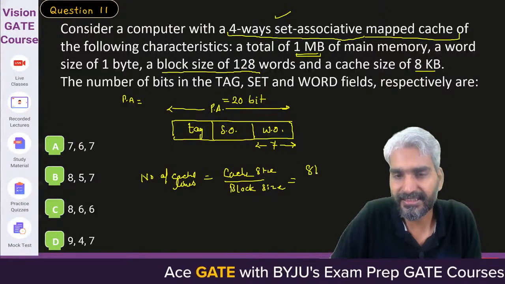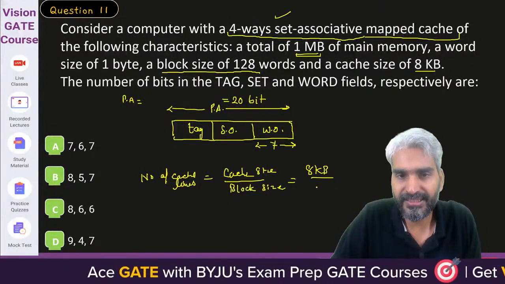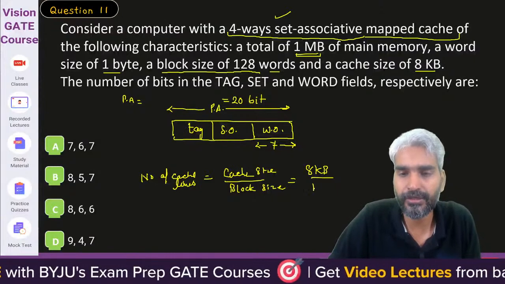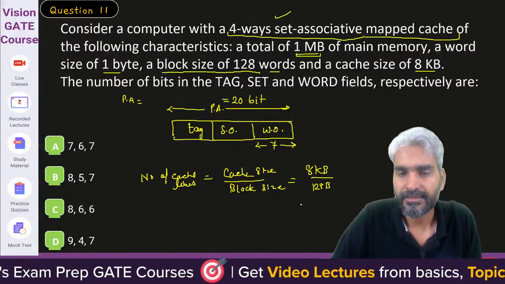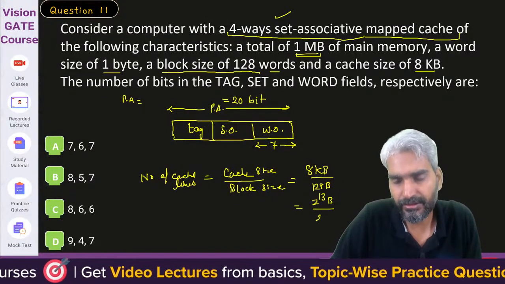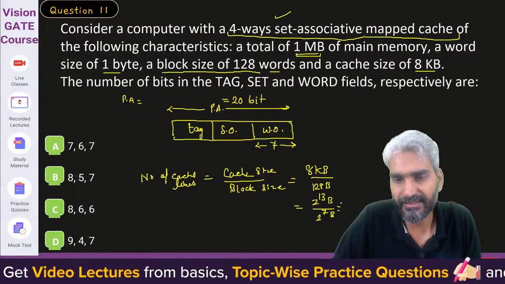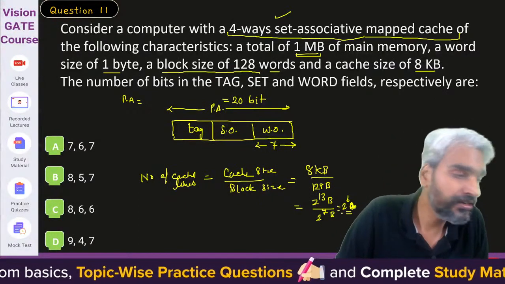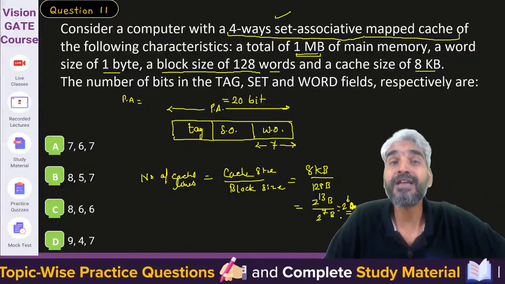So the cache size is 8 kilobytes and the block size is 128 words. Each word is 1 byte, that is 128 bytes. So 8K is nothing but 2 raised to the power 13 bytes. This is 2 raised to the power 7 bytes. So 2 raised to the power 6 will be left, that is 2 raised to the power 6 cache lines.